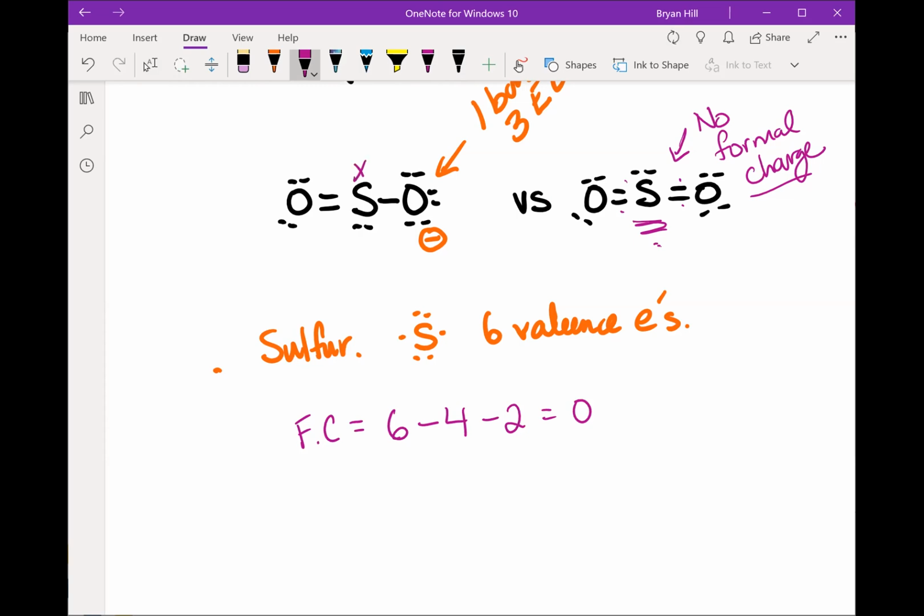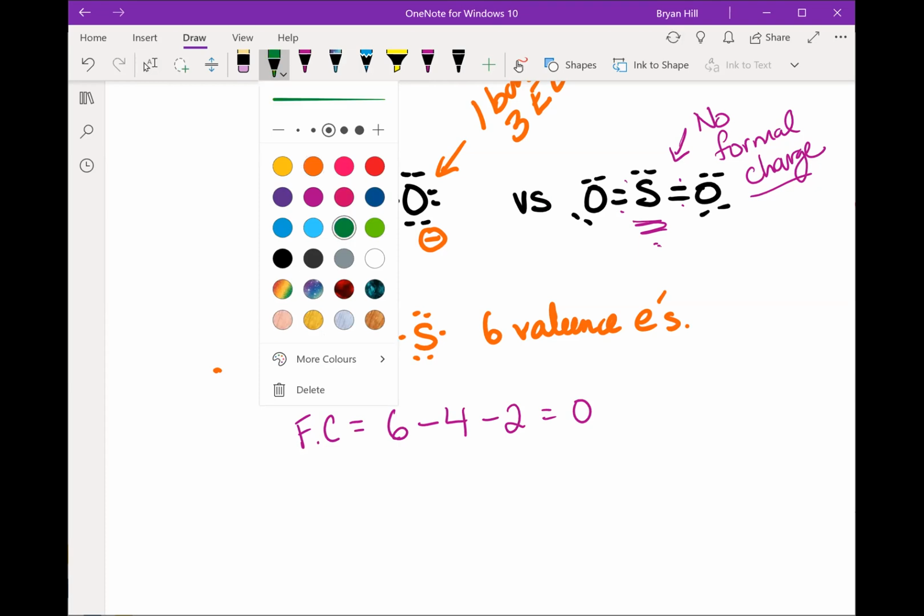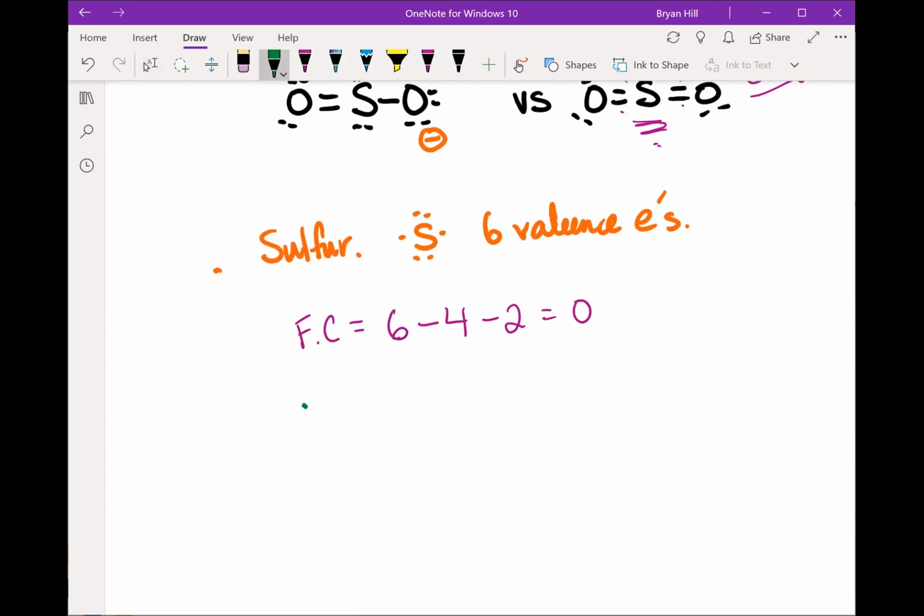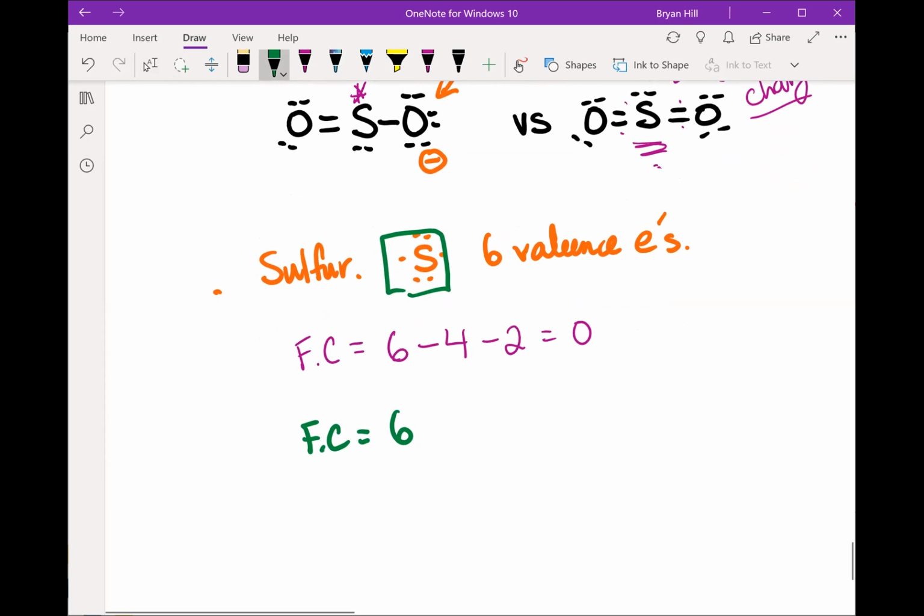What about this sulfur over here? Let's do it in a different color. Let's choose green. Okay, so formal charge equals 6, because that's what it has at the start, minus the number of bonds, 1, 2, 3, minus the number of lone pair electrons. We've got 2 electrons that are lone pairs, so minus 2, this equals 1. So this would have a formal charge of plus.